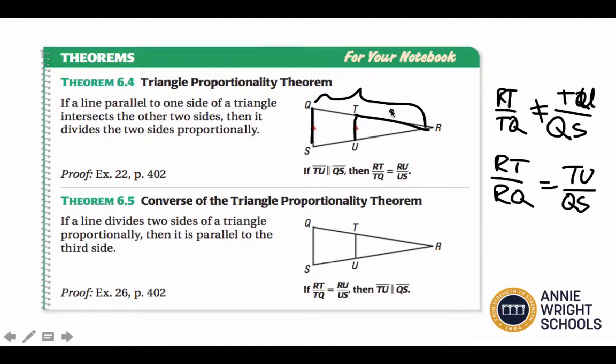Big mistake is kids will say 5 is to 4, and then I'll tell you that this is 10, and they'll go, oh, this is 8. One, that doesn't make any sense at all, it just doesn't work that way.